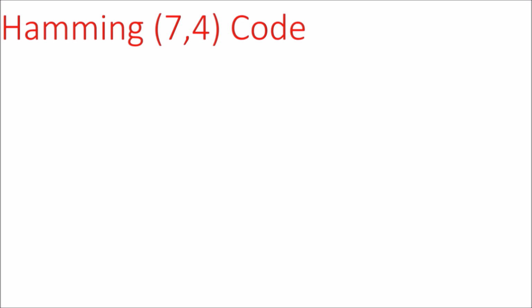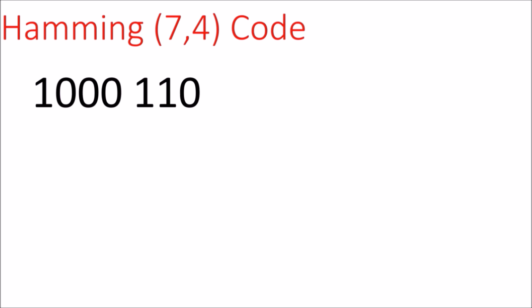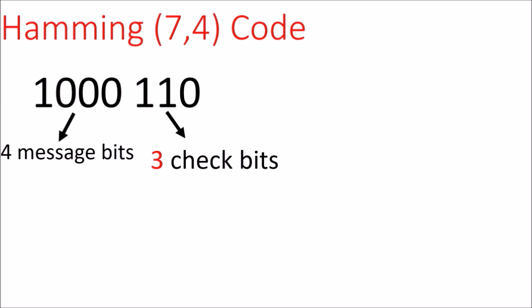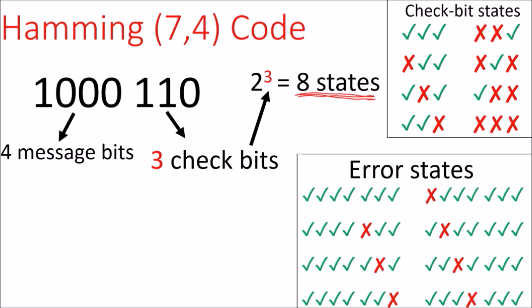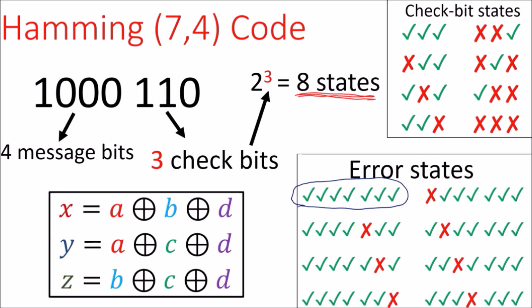So with the Hamming 7,4 code, the numbers 7 and 4 are no accident. If we have 7 bits where 4 bits are the original message, that leaves 3 bits for the check bits. 3 binary check bits will give us 2 to the power of 3 possible check bit states, which means 8 total check bit states. And this matches up with 1 error state for each of the 7 bits, plus 1 extra state where there are no errors and everything is fine.